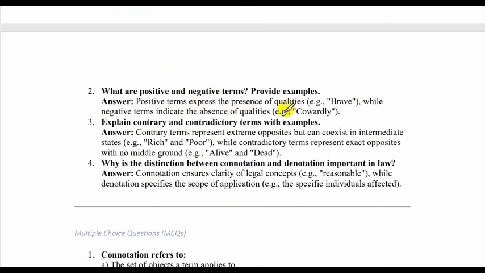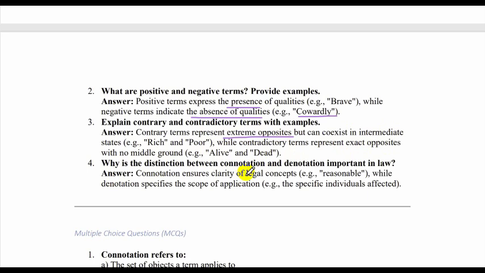What are positive and negative terms? Positive terms express the presence of a quality. The important part is positive, there is a presence. Whereas in a negative term, there is absence of a quality, that is absence of braveness. Third, explain contrary and contradictory terms with examples. Contrary terms represent extreme opposites but can also exist in intermediate states, that is rich and poor, while contradictory terms represent exact opposites with no middle ground, that is either alive or dead.